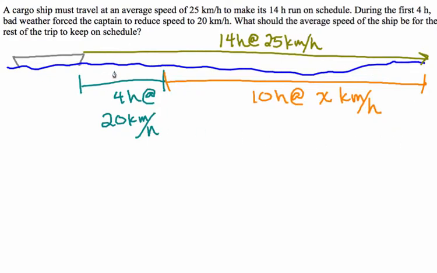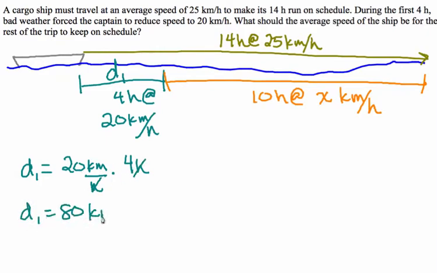Thankfully, we can calculate this first distance here, d1, because we have distance equals rate times time, and we know the rate. They were going 20 kilometers per hour. We know how long they traveled that fast. It was 4 hours. So the hours cancel. 20 times 4 is 80. So the first distance that they traveled through bad weather was 80 kilometers.